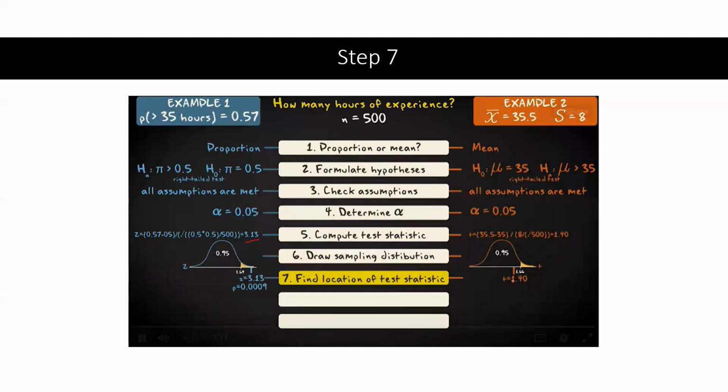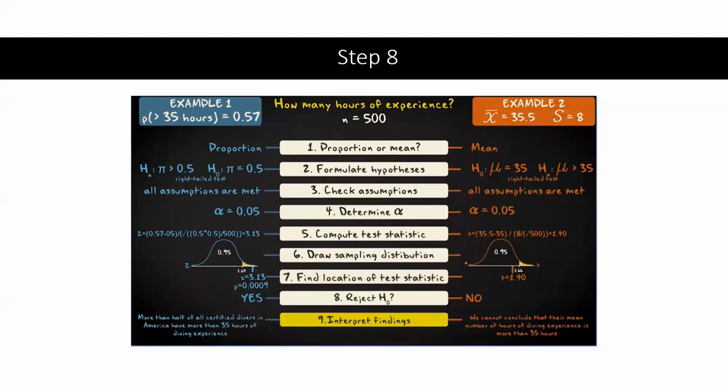Here your t value is 1.4, which does not lie in the rejection region, so you don't reject your null hypothesis here. So here you don't reject, and here you reject, because here it lies within your rejection region, and here it doesn't lie within the rejection region.